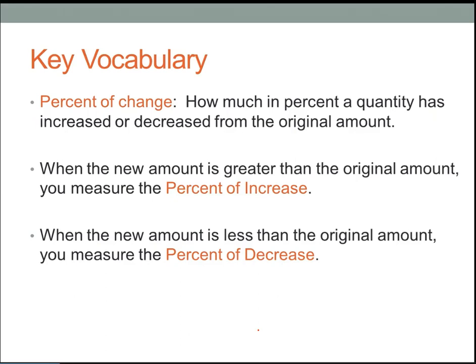Some key vocabulary you're going to need to remember and write down. Percent of change is how much in percent a quantity has increased or decreased from the original amount. We're going to have a formula a little bit from now, which I'll show you. There are 2 types of change: percent of increase and percent of decrease. When the new amount is greater than the original amount, that's percent of increase. When the new amount is less than the original amount, that's percent of decrease. I think that makes sense. So pause, make sure you write these down and understand them, and then come back. All right, let's keep going.